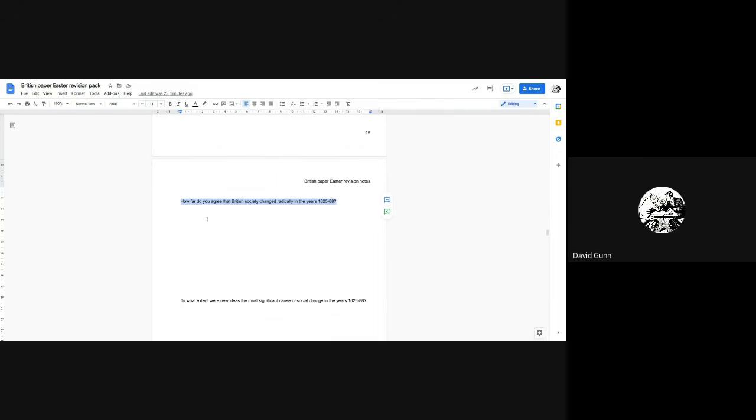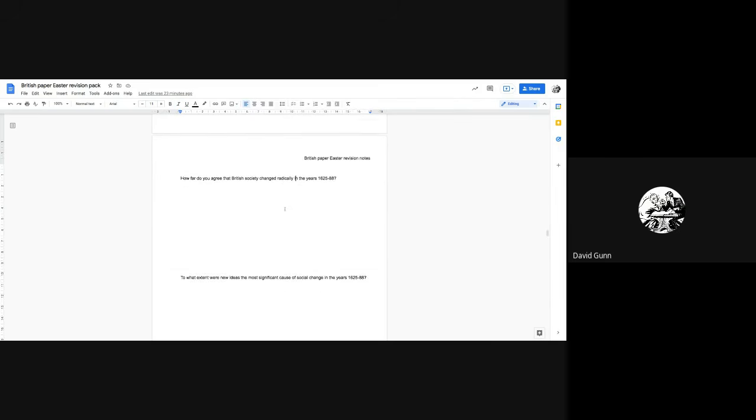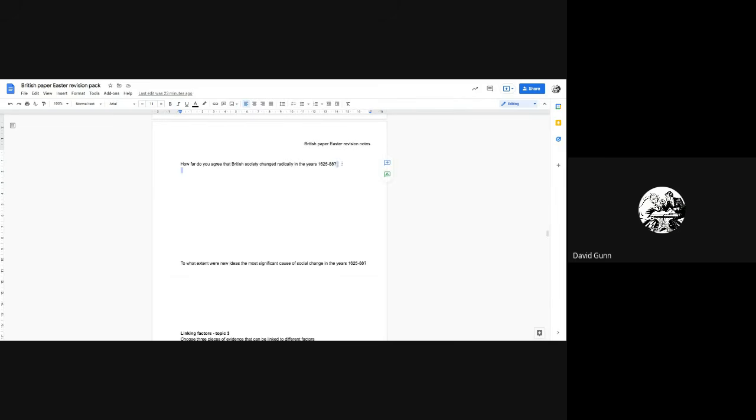You could do it by factors. You could do war, ideas, population growth. You could definitely do that, and then say to what extent they changed things radically. So you can see how there's two ways into that question: either who's being affected or the factors that are causing the change. And then was it radical? So you just link back to those key words in the question. I think that's relatively straightforward.